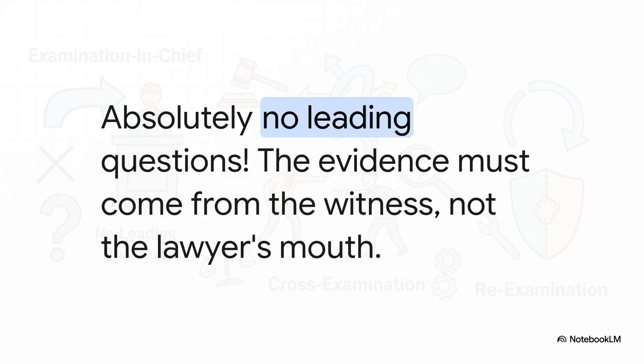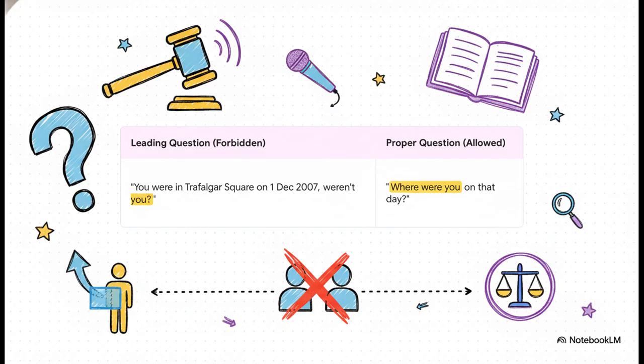And why is that? Well, because the evidence is supposed to come from the witness, right? Not from the lawyer's mouth. The lawyer just can't be seen putting words into their own witness's testimony. This slide really breaks it down perfectly. Look at the left, the forbidden leading question.